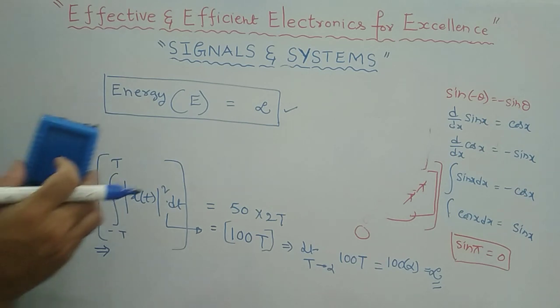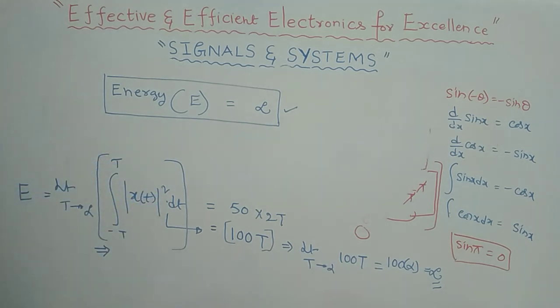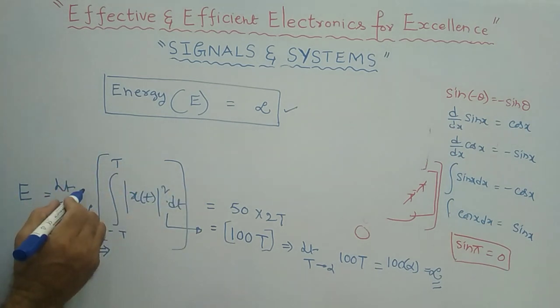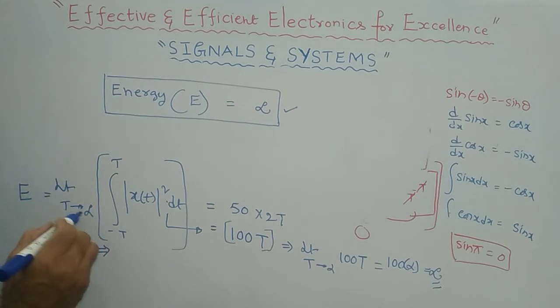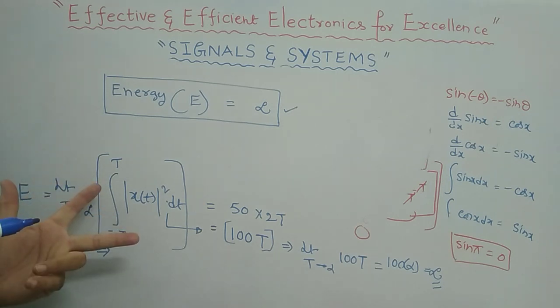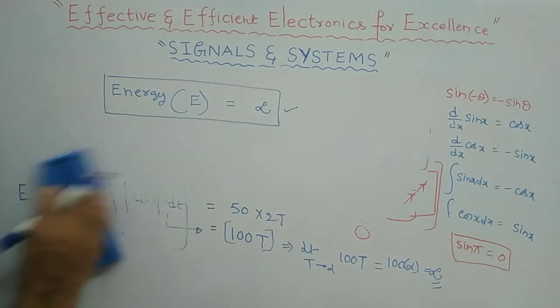Then what is the average power? Average power is nothing but limit t tends to infinity. Only thing is, the entire formula is the same, except that 1 by 2t will come. Limit t tends to infinity, 1 by 2t will come actually. The rest of the formula, everything is the same.